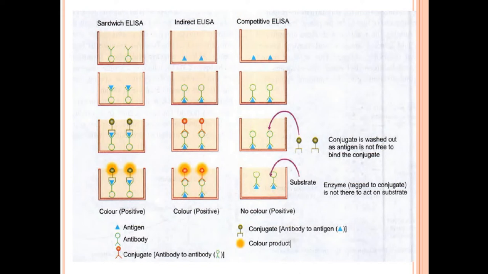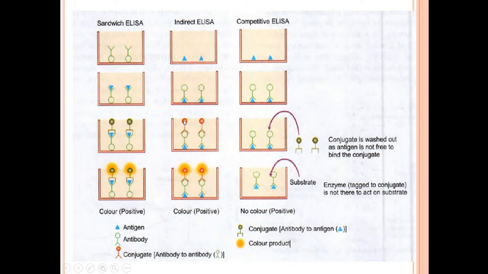See, in the indirect ELISA, what is happening is antigen is there. These are the antibodies. Okay. This is conjugate. Conjugate is what? Antibody to antibody. Conjugate is what? Antibody to antibody. Okay. Look at this.